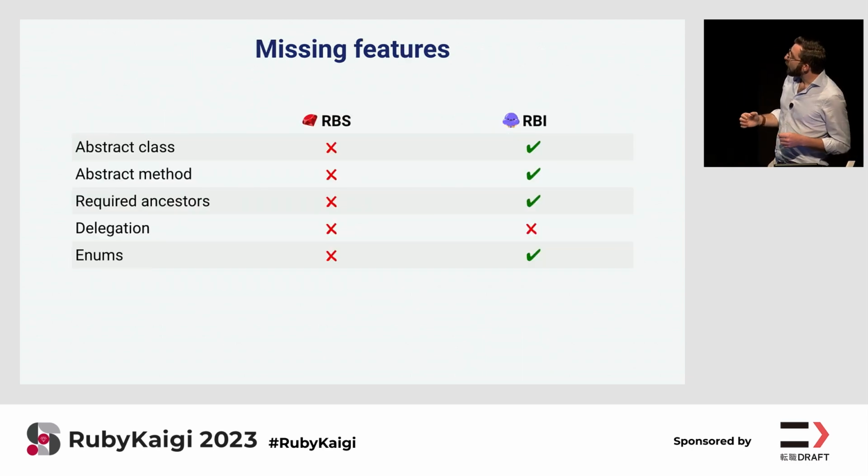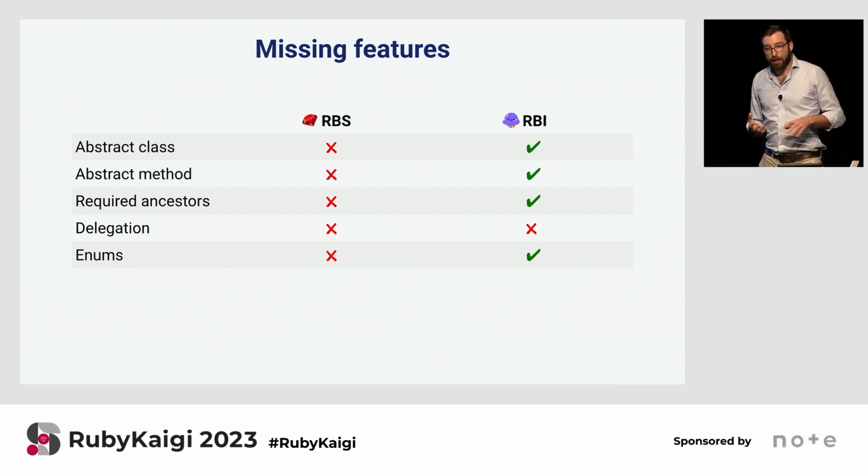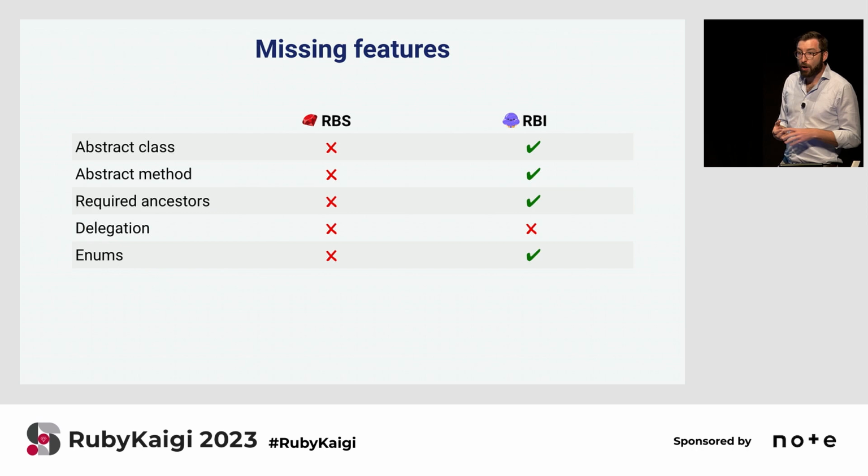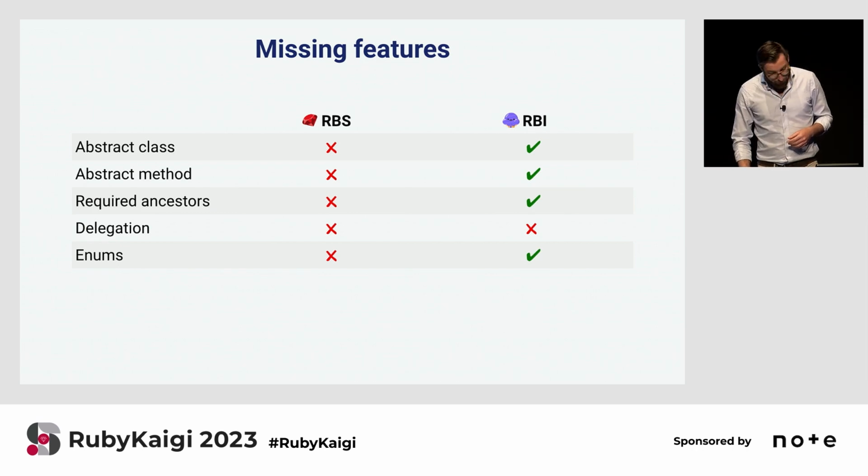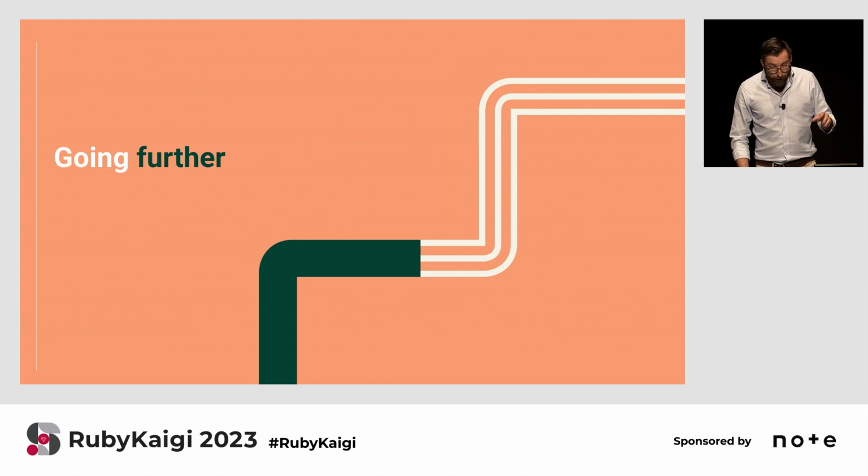Other kinds of features, maybe delegation, representing things such as, I'm going to delegate this method to this other class, or I'm going to use method missing, and maybe enums could also be very useful. Going further.